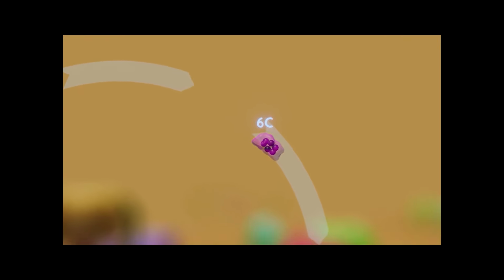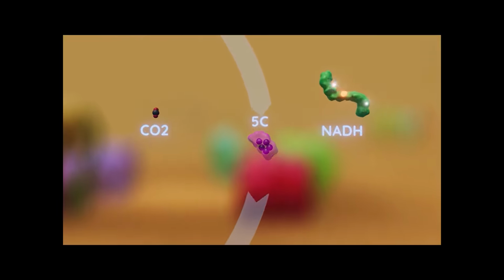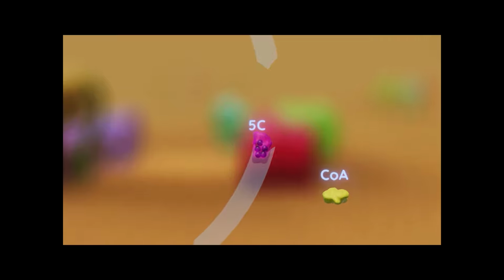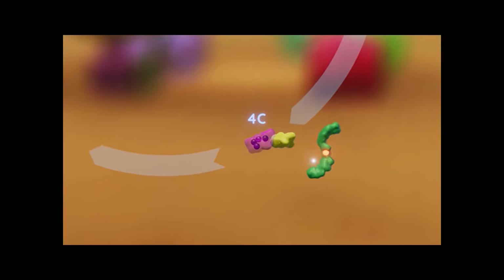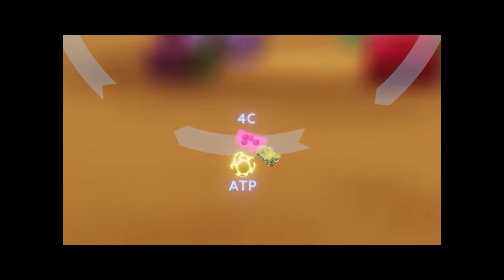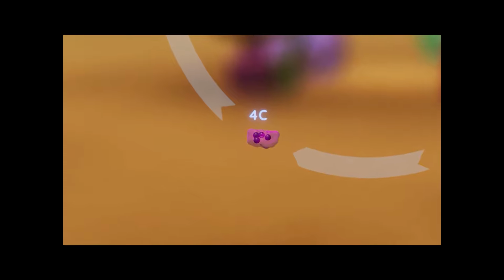Next, one carbon is removed, creating CO2, and a molecule of NAD+ is reduced to NADH. Then another carbon is removed, creating CO2, and another molecule of NAD+ is reduced to NADH. ADP is introduced, and through rearrangement of bonds, one ATP is produced. We now have one 4-carbon molecule.